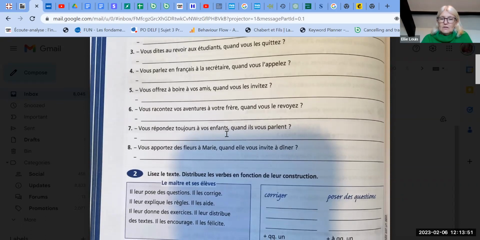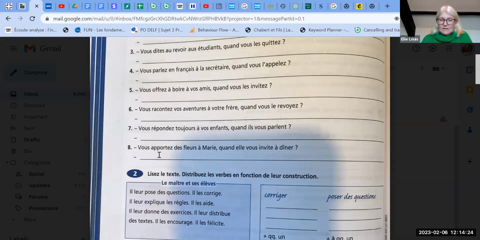So that's a leur. Quand ils vous parlent. Do you always answer your children when they speak to you? Okay. Oui. Quand ils me parlent, because we're going to change that from vous to me. Quand ils me parlent, je le réponds toujours. Because it's a leur, because it's à vos enfants. Yeah? So à mes enfants. So quand ils me parlent, je leur réponds toujours.